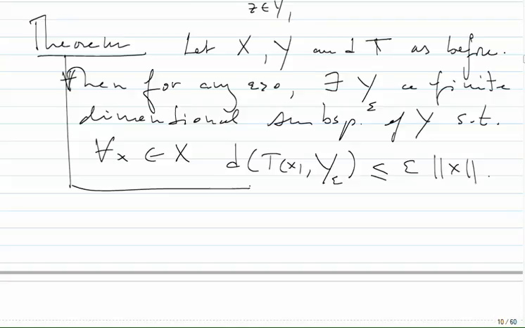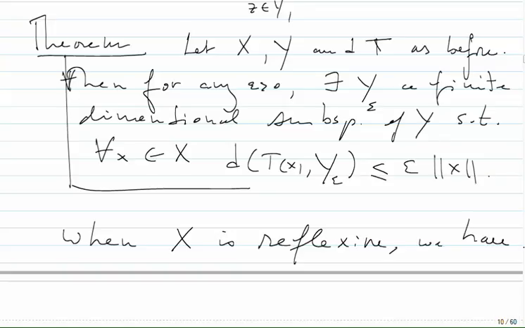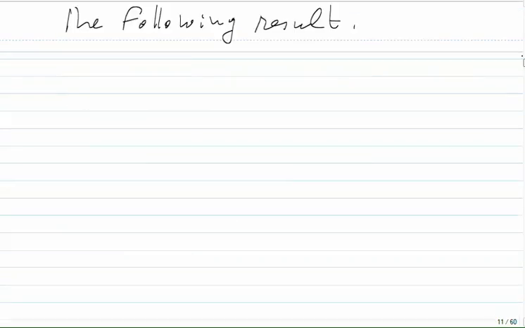So here, one more property. In the case when X is reflexive, we have the following. When X is reflexive, okay, we have the following results. Okay, so we have a theorem.